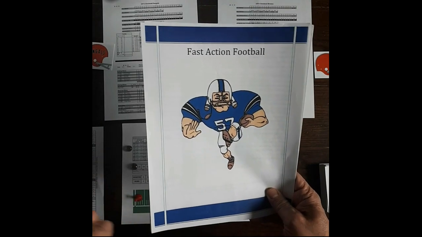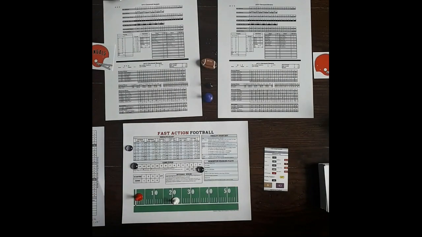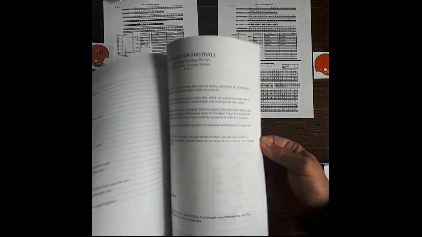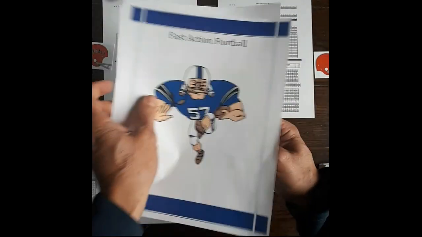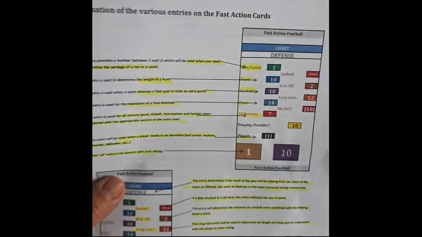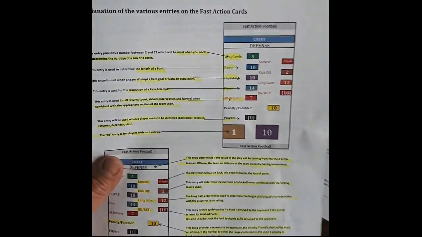But this is a fairly simpler football game. Still a play-by-play game. Probably going to take you an hour and a half to 2 hours to play a game. So anyway, the game comes with these rules, and has a nice sheet with a close-up of the fast action cards that it uses and what each of the numbers mean.